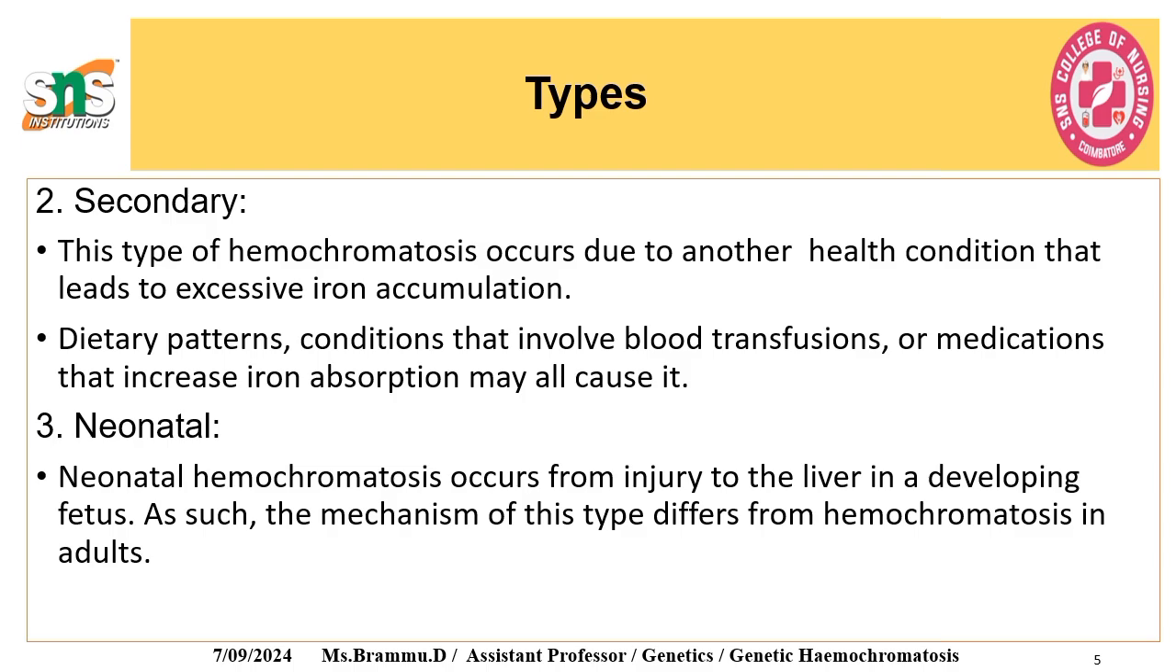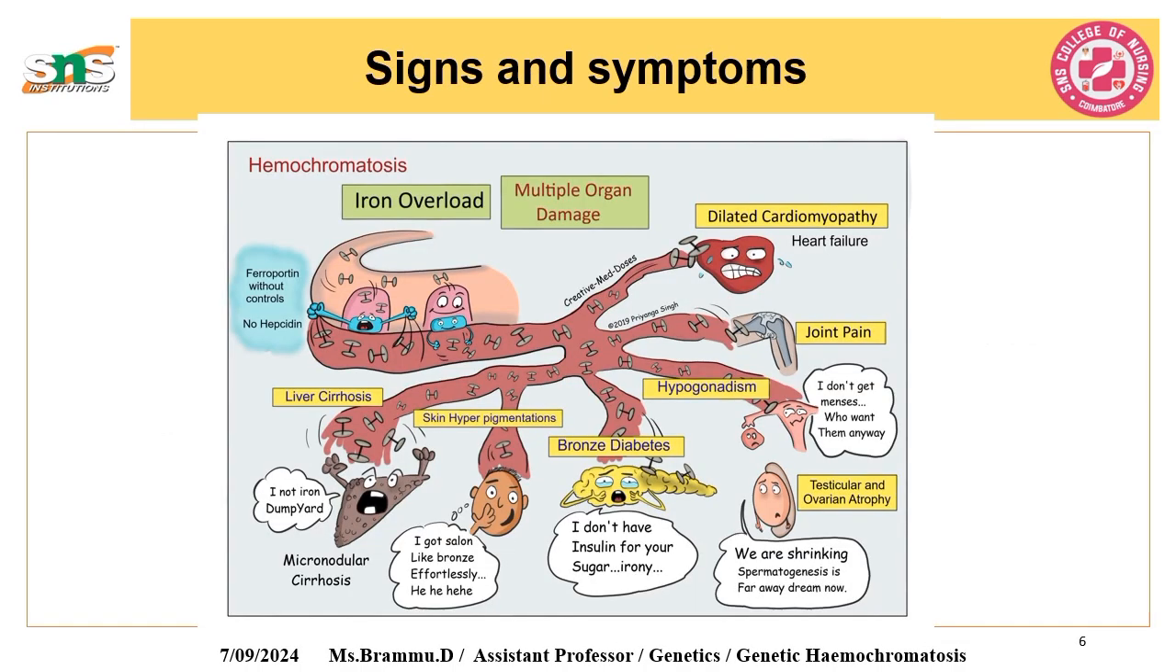Coming to the next two types, secondary and neonatal. The secondary is mostly due to a large amount of iron accumulation from the dietary pattern, and the neonatal is mostly due to injury to the liver which occurs during the fetal period.